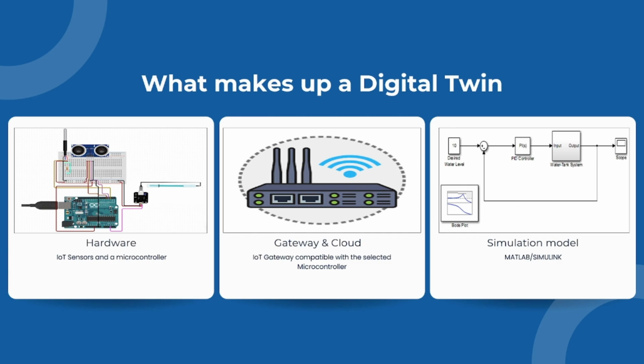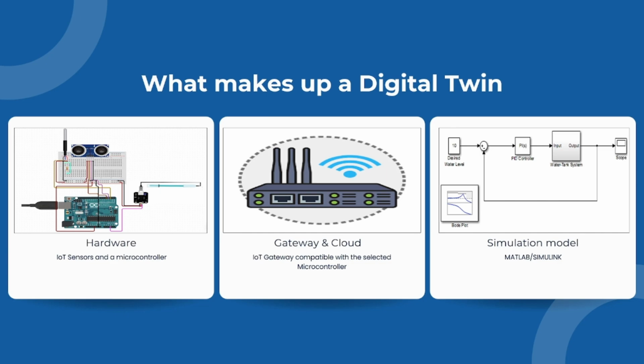Once the goal is clear, these are the three elements that make up a digital twin. You have hardware, being your IoT sensors and a compatible microcontroller. Once you've set up your hardware, you need to identify a compatible IoT gateway and cloud where you'll be storing and processing your data. And then you need to design or develop a simulation model using software such as MATLAB or SIMULINK. Once all this is done, you integrate these three elements and you have created what is called a digital twin.